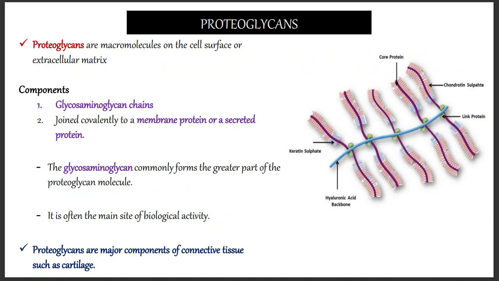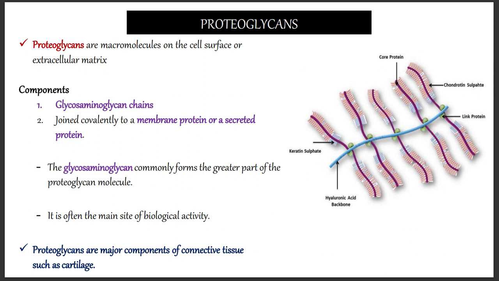So the first one of these is known as proteoglycan. Now proteoglycans are macromolecules on the cell surface or extracellular matrix. The components are what is important. You can even hear from the word proteoglycan: one part is made up of a protein, and the glycan part, which is the carbohydrate. To be specific, the glycan part is glycosaminoglycan. Please take note of that, glycosaminoglycan.